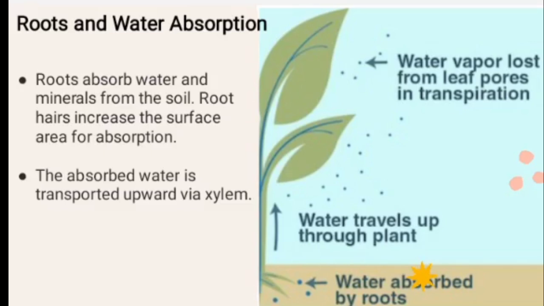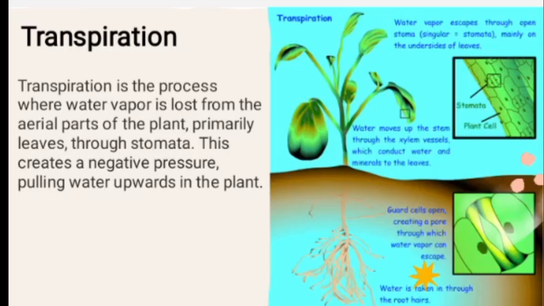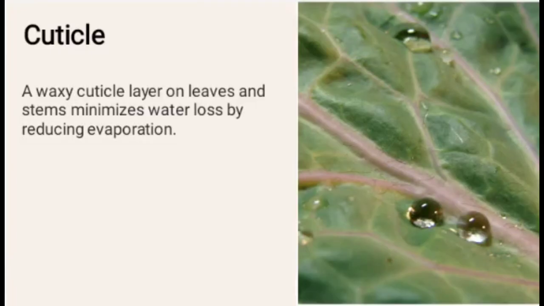Roots and water absorption. Roots absorb water and minerals from the soil. Root hairs increase the surface area for absorption. The absorbed water is transported upward via xylem. In transpiration, water vapor is lost from the aerial parts of the plant, primarily leaves, through stomata. This creates a negative pressure, pulling water upwards in the plant. Cuticle. A waxy cuticle layer on leaves and stems minimizes water loss by reducing evaporation.